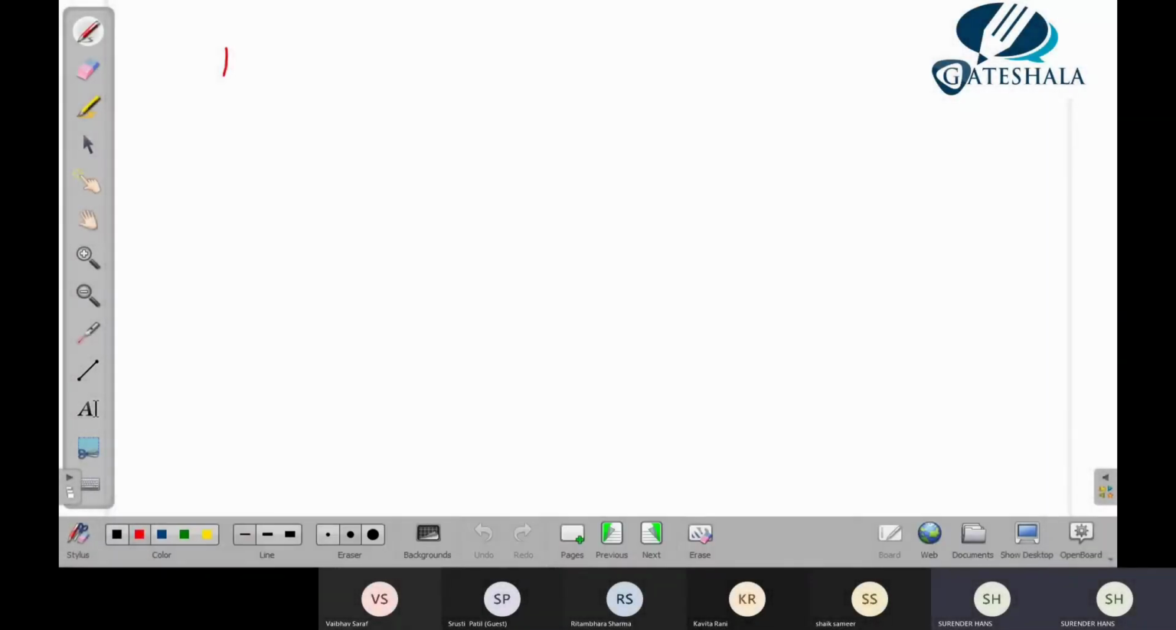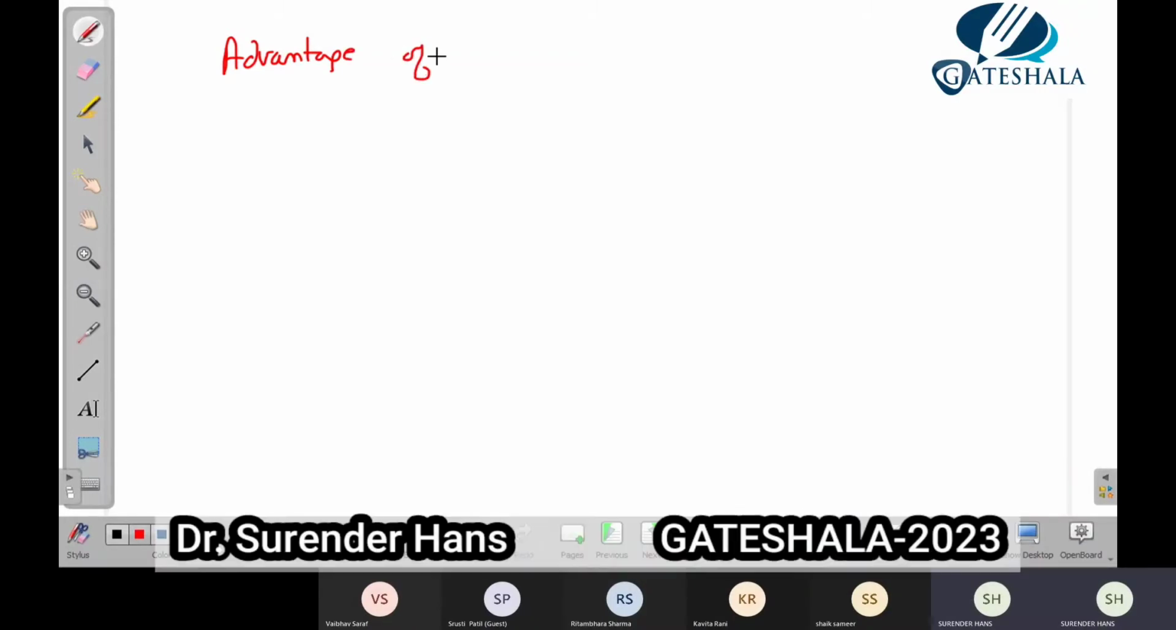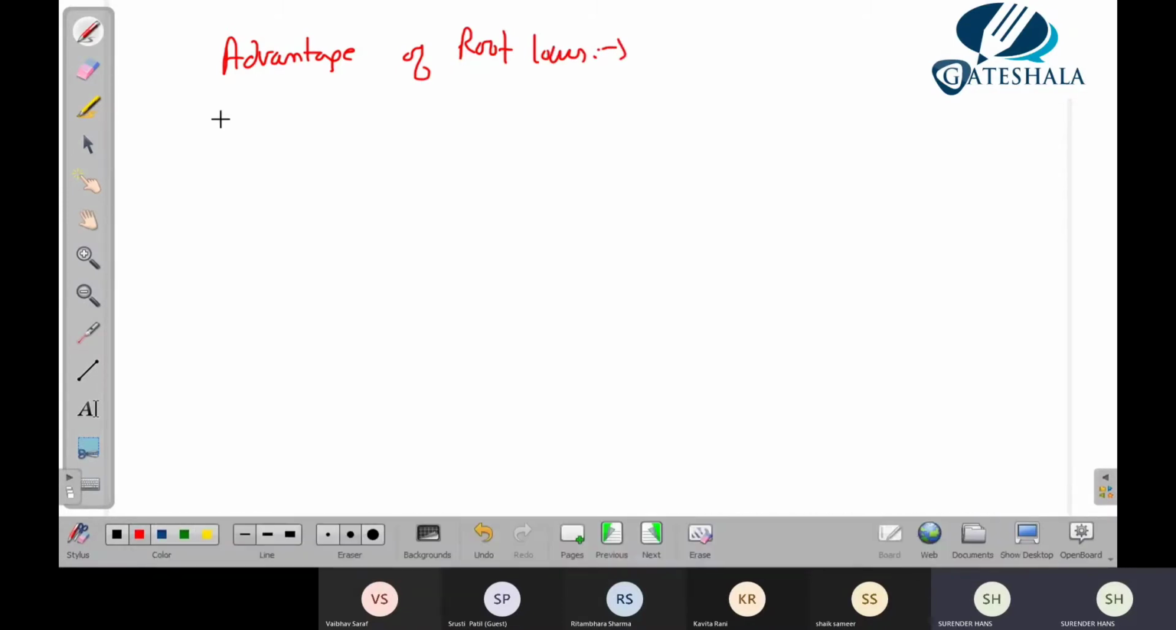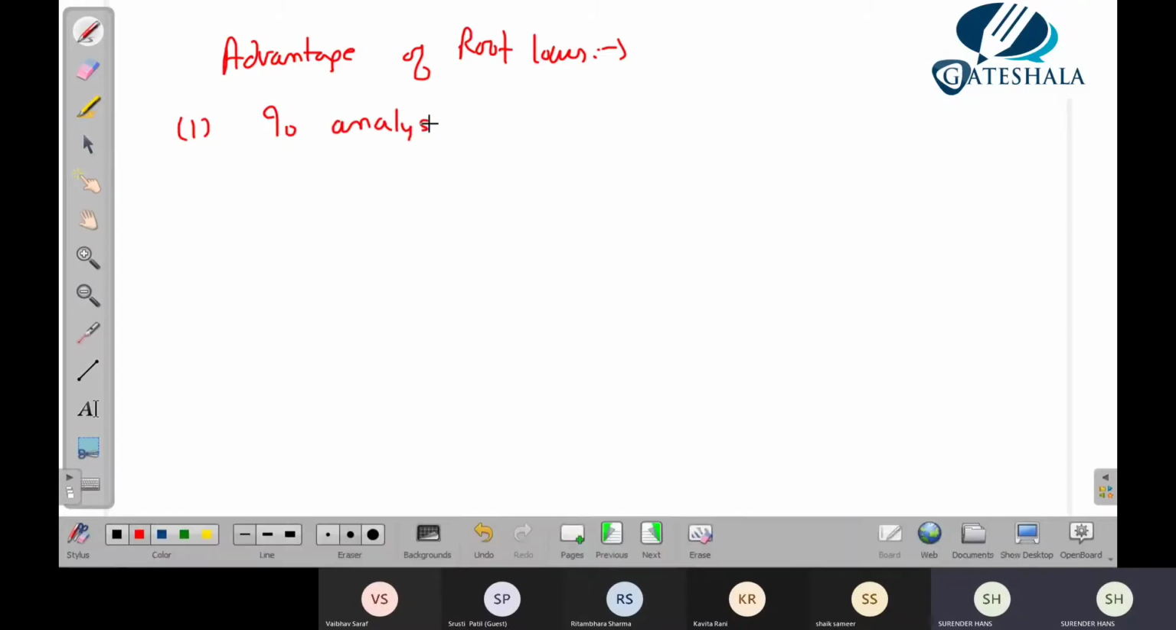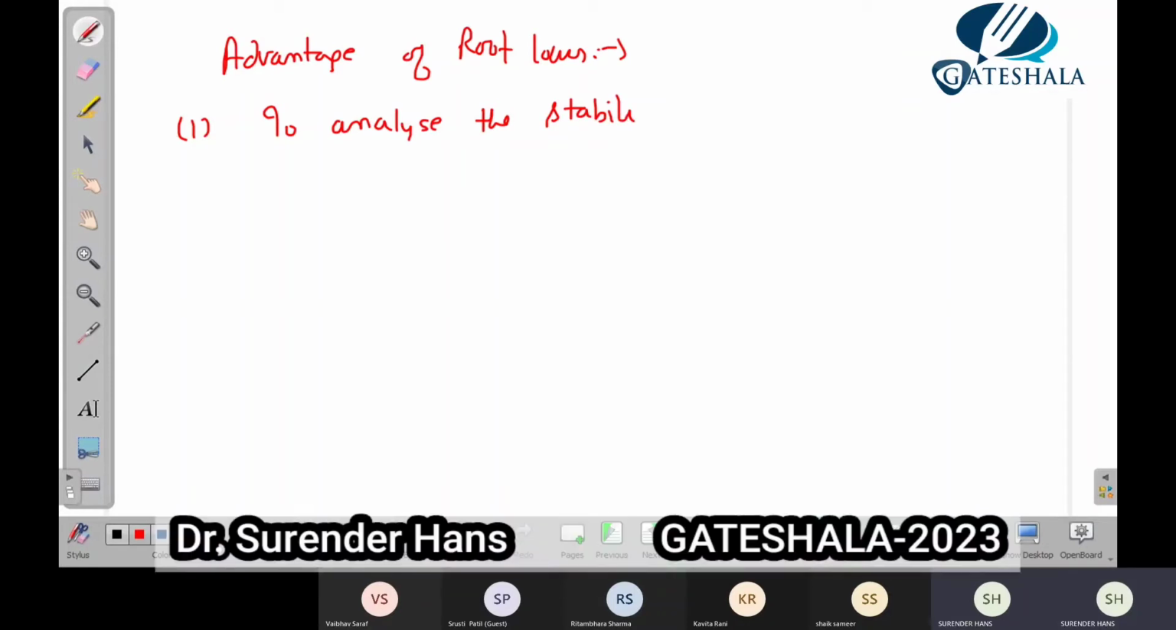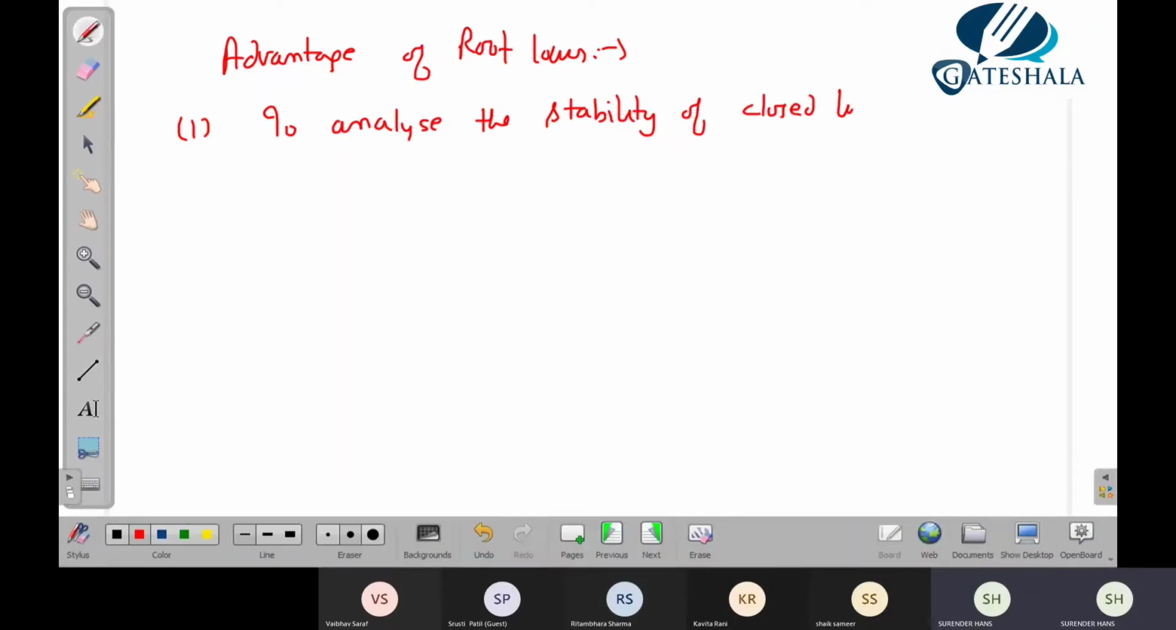The advantage of root locus. Now, the first point is to analyze the stability of a control system. Stability of what? Stability of a closed loop system. To analyze the stability of a closed loop control system.